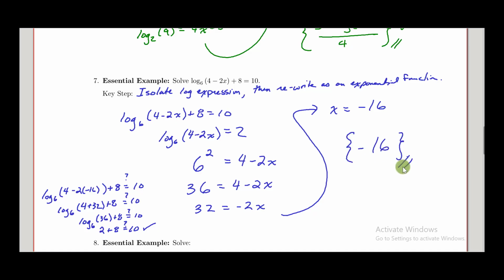In this class, folks, I'm not going to trick you with that, where you solve an equation and you check it and it doesn't work. But you should be aware of whenever you solve a logarithmic expression that you should check your work.